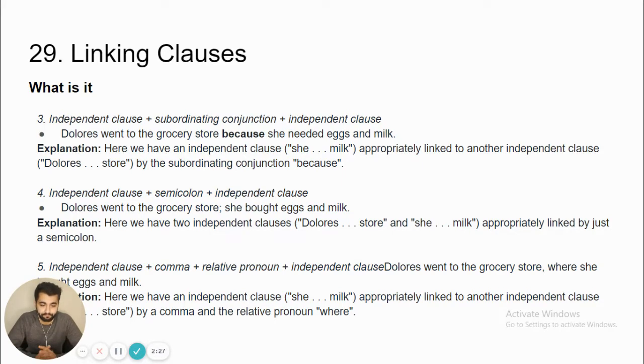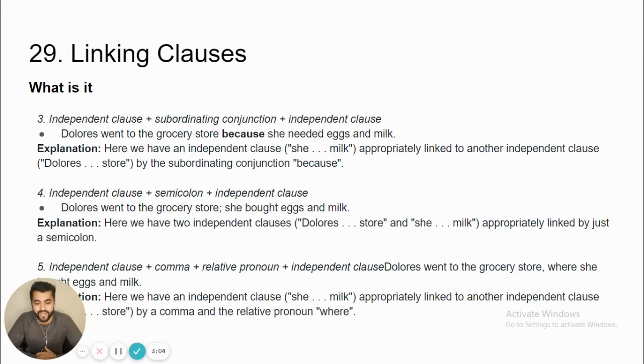Okay, so here we have an independent clause, which is she needed eggs and milk, appropriately linked to another independent clause, Dolores went to the store, by a subordinating conjunction, because. Whenever you're using because, you should not use a comma before it, all right? And don't worry about other subordinating conjunctions, just remember because in your mind. Number four, independent clause plus semicolon plus independent clause. We've already covered this before. Dolores went to the grocery store, semicolon, she bought eggs and milk.